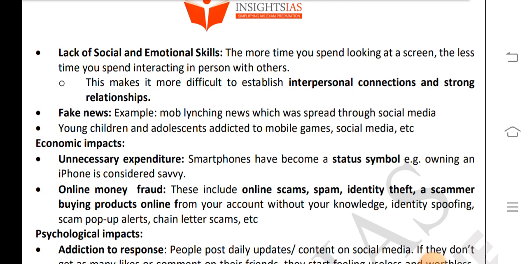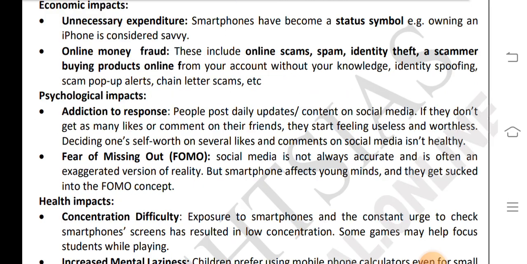Lack of social and emotional skills. The more time you spend looking at screens, the less time you spend interacting in person with others. This makes it more difficult to establish interpersonal connections and strong relationships. Fake news, for example, is spread through social media, and young children and adolescents become addicted to mobile games and social media.